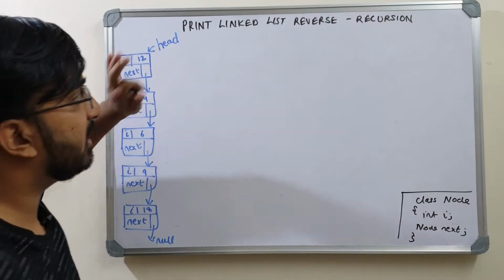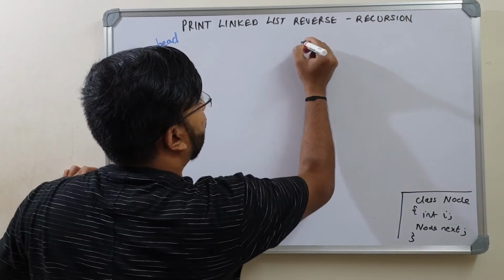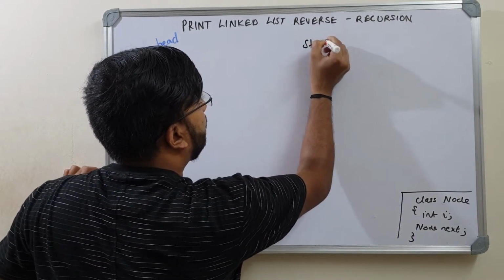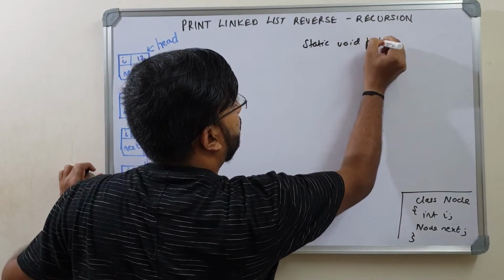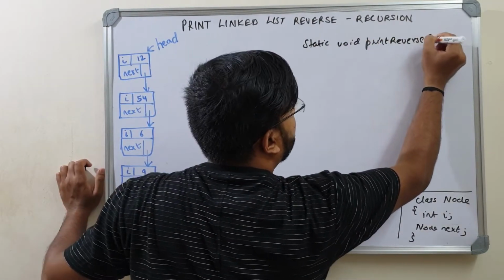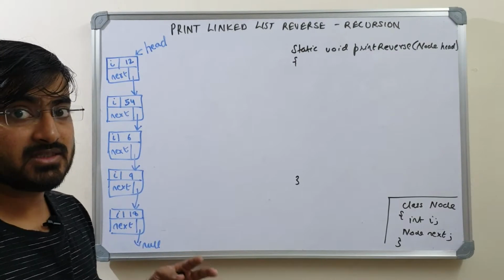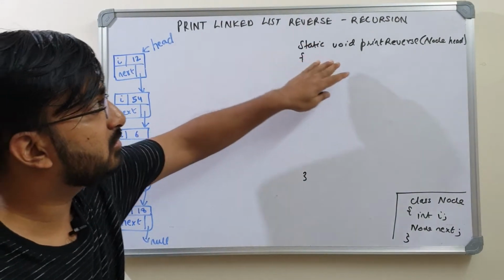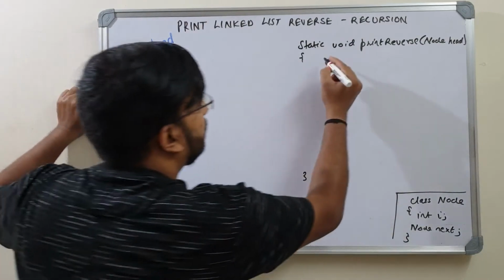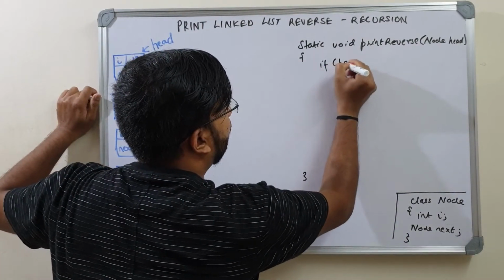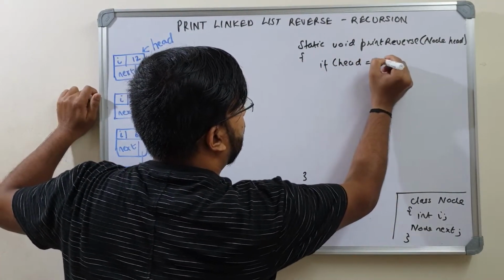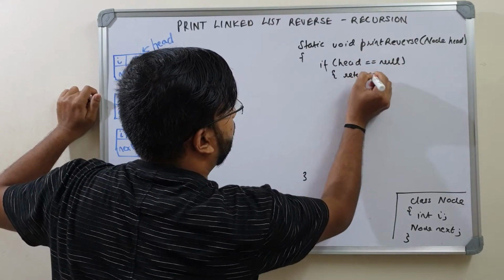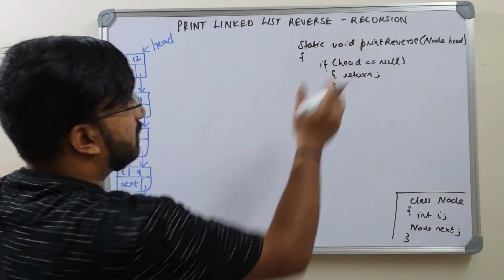So our function will take the head of the linked list. So suppose my function is static void printReverse, takes a Node head. In recursion, we always need a base case. Base case is the point where the recursion stops and you stop calling this function. So our base case will be: if head is null, I simply return. Since return type is void, you don't have to return any value.